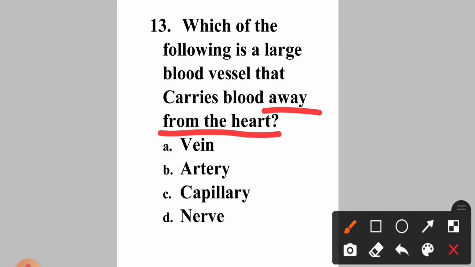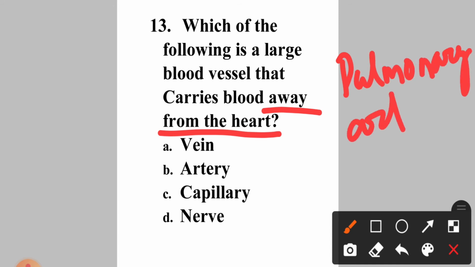Okay. So the pulmonary artery carries blood from the right side of the heart to the lungs to pick up fresh supply of oxygen. So answer will be option B, that is artery.